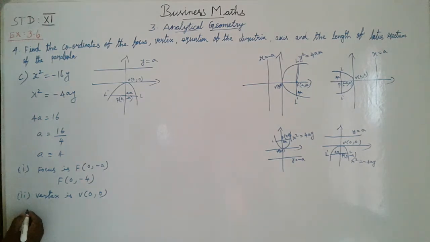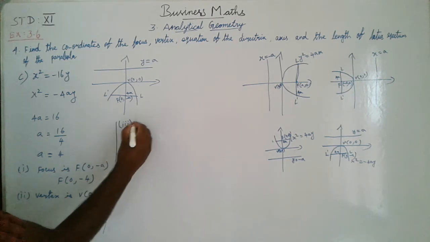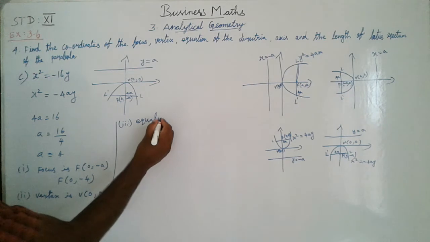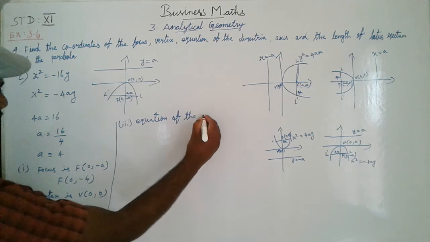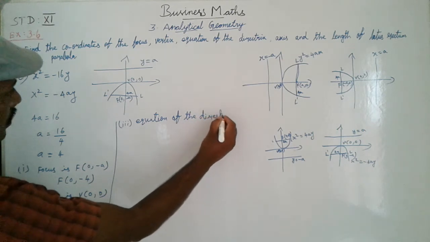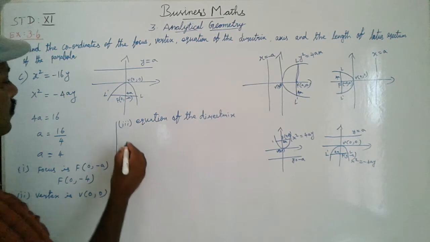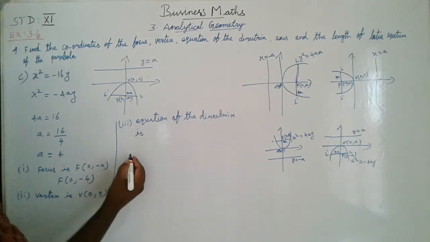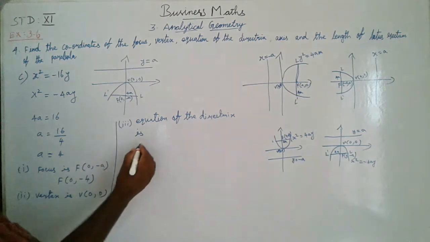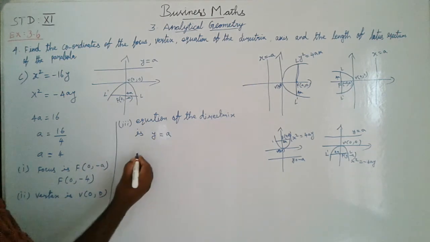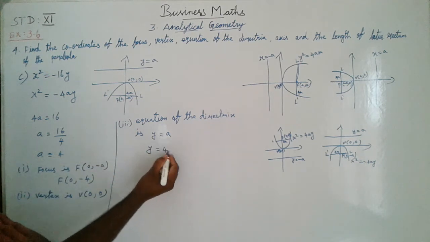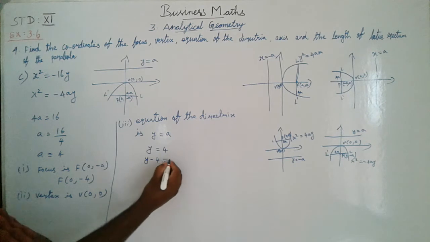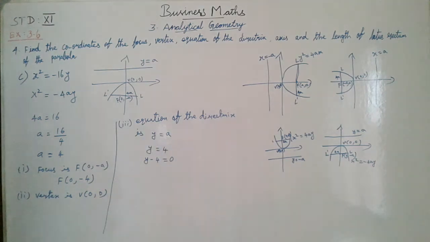Next, third, the equation of the directrix. The equation of the directrix is y equal to a. The a value is 4. Taking terms to the left, y minus 4 equal to 0. This is the equation of the directrix.